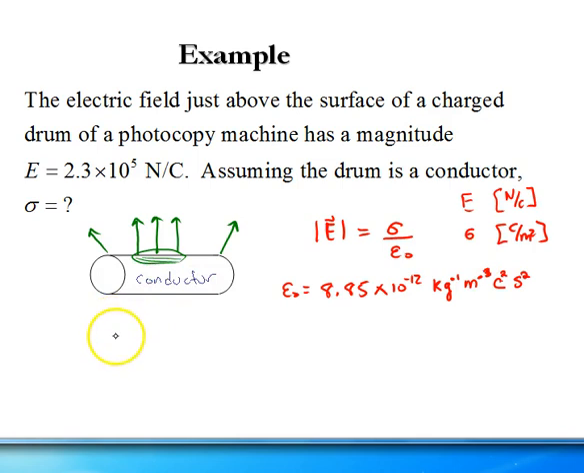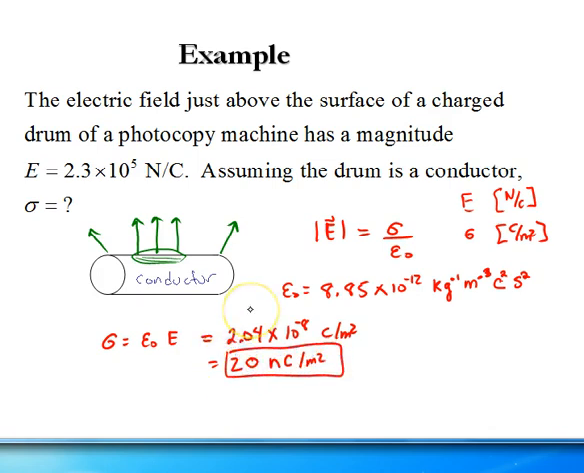So then what is our sigma? Sigma is equal to epsilon naught times E. We should carry it out to 2 significant digits. We use 3 significant digits for epsilon naught. And if I look at my sheet here, this gives me 2.04 times 10 to the negative 8 coulomb per meter squared, or we can round that to 2 digits. We can write it in engineering notation. It's 20 nanocoulomb per meter squared.